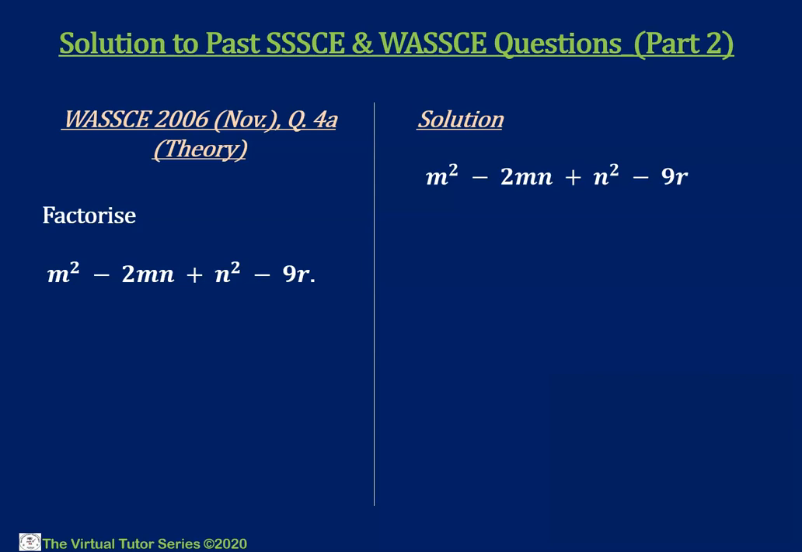The expression m squared minus 2mn plus n squared is a perfect square and can be factorized as into bracket m minus n all square. In the expression 9r, the square root of 9 is 3. So that can be rewritten as into bracket 3 root r all square.